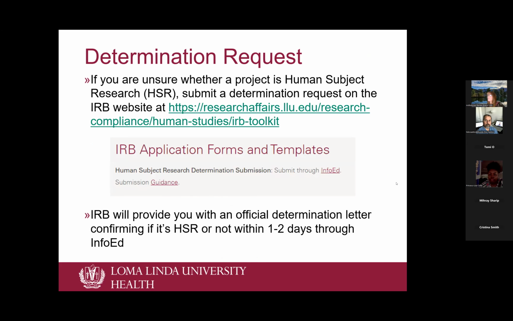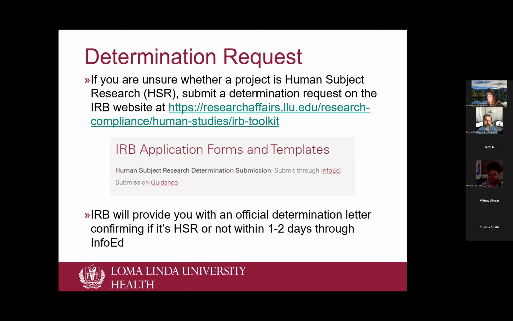Now, if you still are unsure whether it is going to meet that category, then we always suggest that you submit a determination request to the IRB. This is done electronically. This is our IRB website you would go to, and these slides will be shared with everybody so you don't have to write everything down. Once you submit this application, it's very simple. There's just a few things that you have to provide. There is a 1 to 2 day turnaround time.